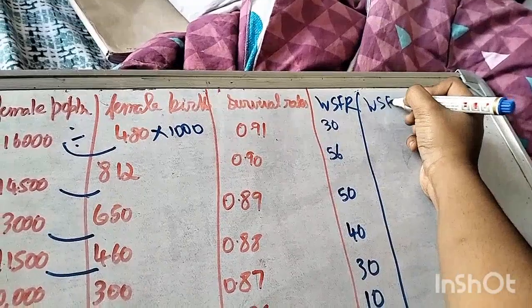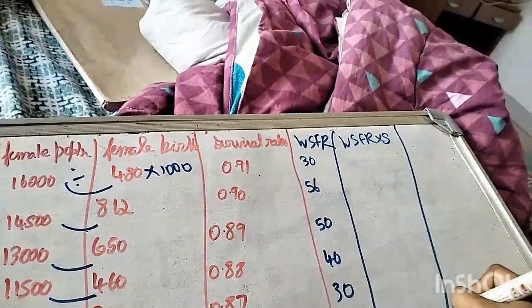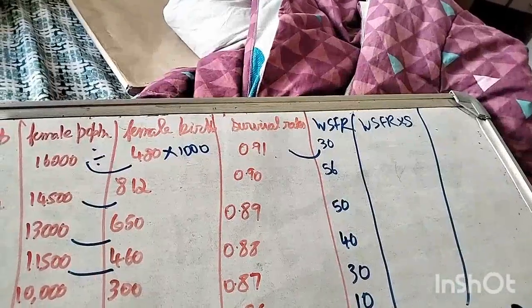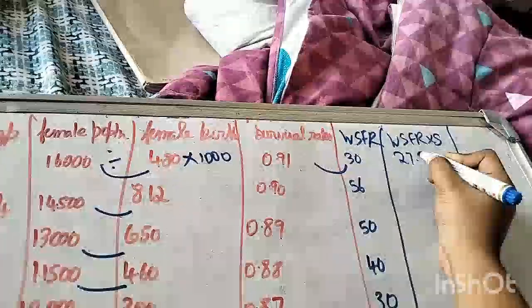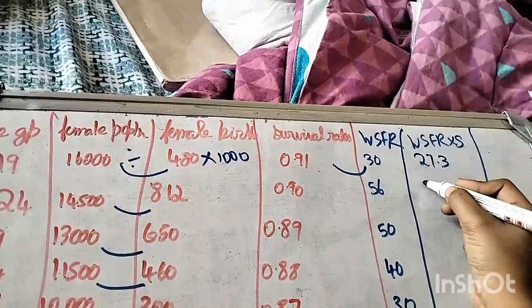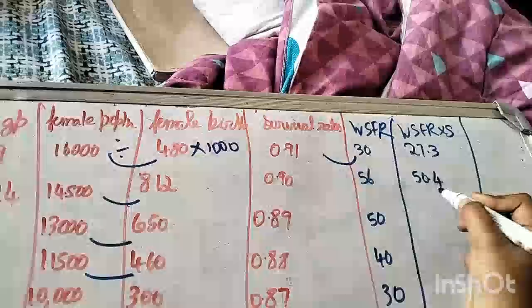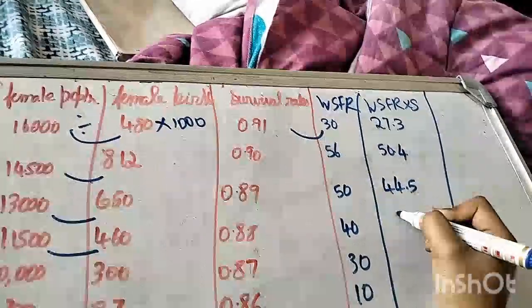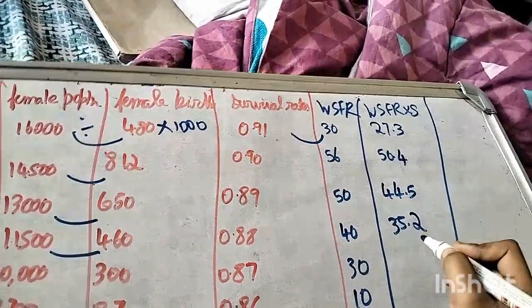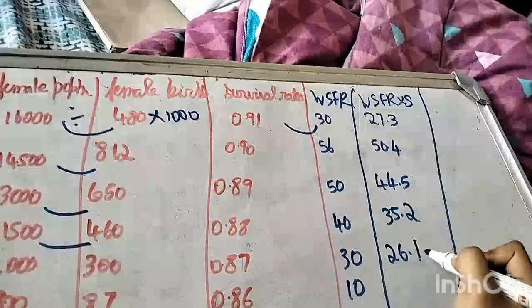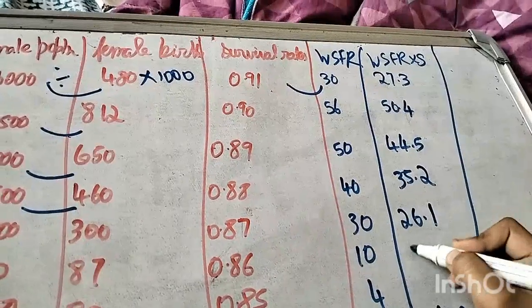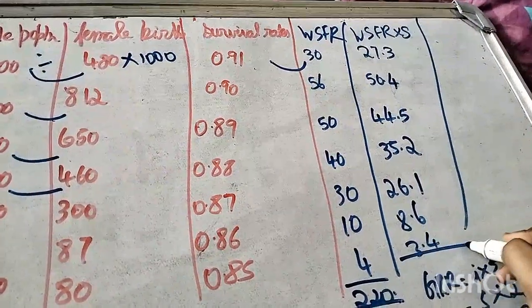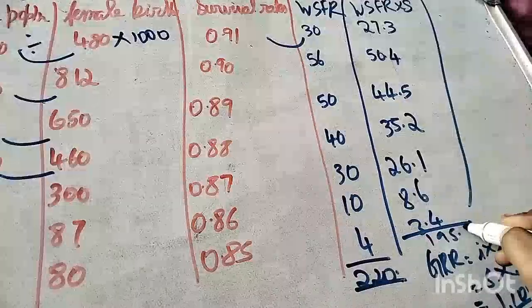So your next column is going to be WSFR into S. Do you know how you find out these values? You multiply WSFR with the survival rates given. 30 into 0.91, that's 27.3. 56 into 0.90, that's going to be 50.4. 50 into 0.89, 44.5. 0.88 into 40 is 35.2. 30 into 0.87, 26.1. 0.86 into 10 is 8.6. 0.85 into 4 is 3.4. Total is going to be 195.5.